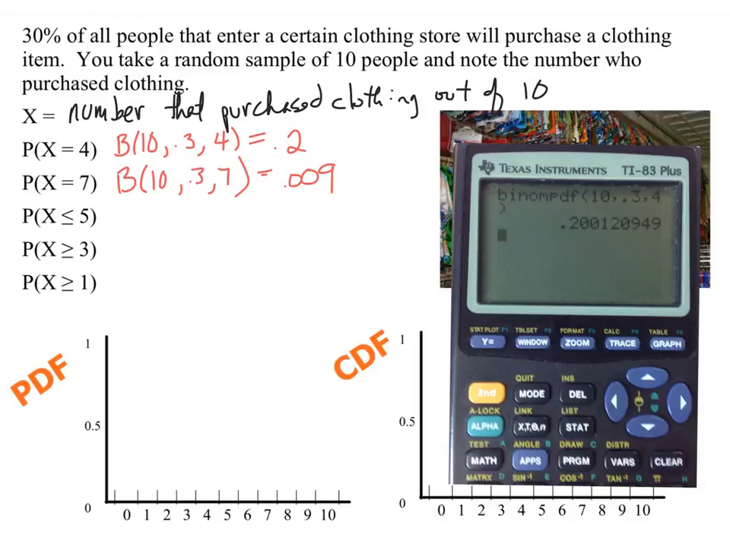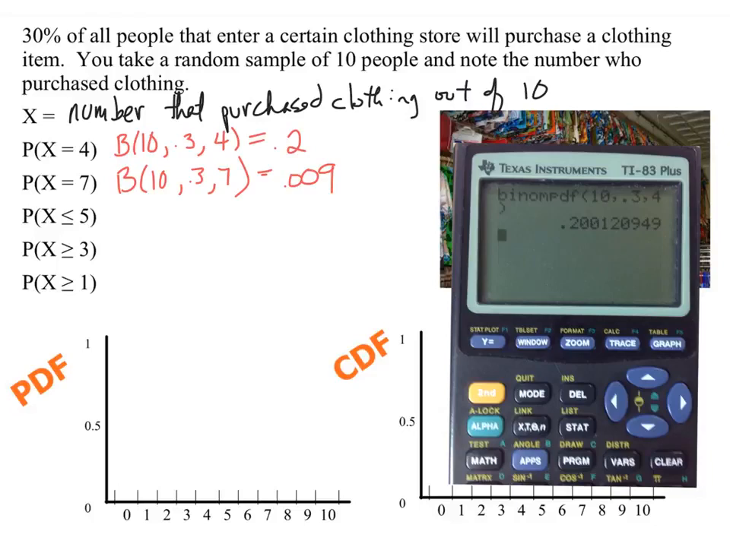We have 10 people. 30% should buy clothes. We expect 3 out of 10 to have purchased clothes. So if 3 out of 10 should have purchased clothes based on our old data, you wouldn't be surprised if 2 said yes or 4. A little more surprised if it's 1 or 5. By 7 people saying yes, that seems like too many. That's why the probability is so low.